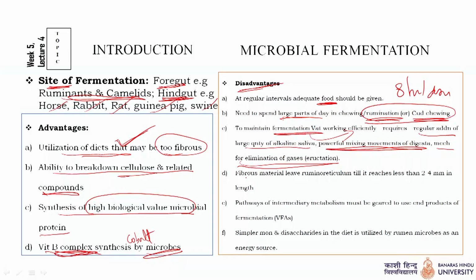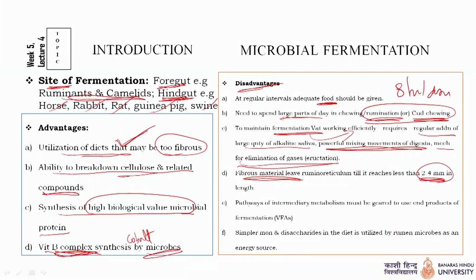The next is that the fibrous material will not leave the ruminoreticulum area until it reaches the maximum size of 2 to 4 millimeter in length. Till that time it will stay in the rumen or the reticulum itself. It will keep on digesting and break down into smaller particle size, a maximum of 2 to 4 millimeter in length.